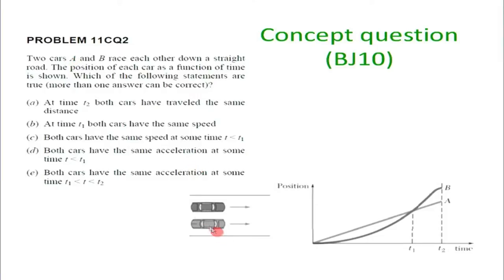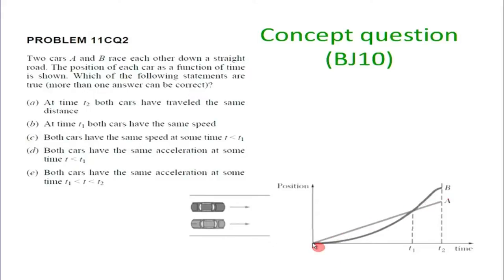So what is given is this, that two cars, this is one car, this is the second car, travel along a straight road. And what is given is that the position of these cars as a function of time is provided to us. And this is the position of the first car, it is a straight line, car A.